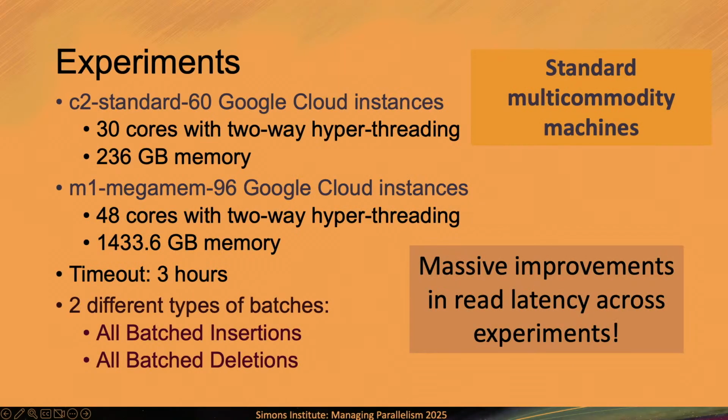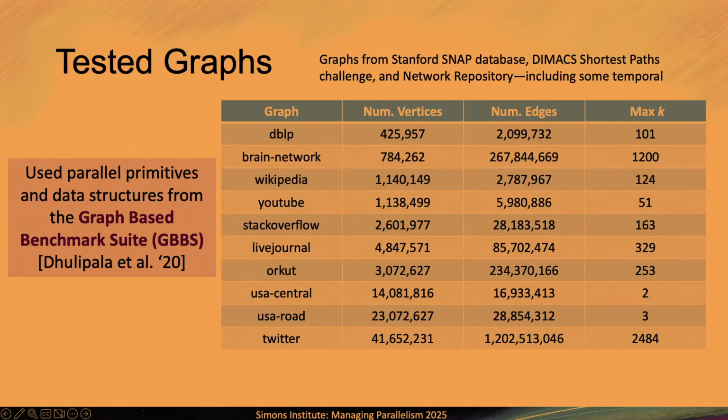OK. So the last few slides, we're just going to show some experiments. These are pretty standard machines that we use from GCP. And we show some massive improvements in read latency across the experiments. So here is a summary of all the graphs that we tested.